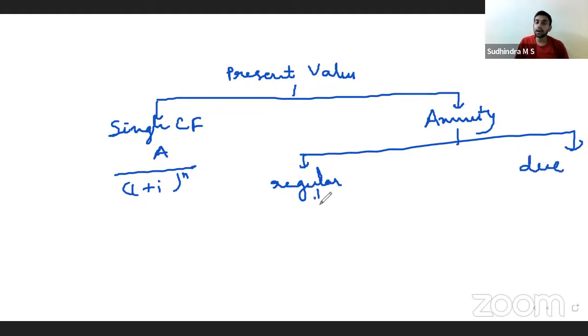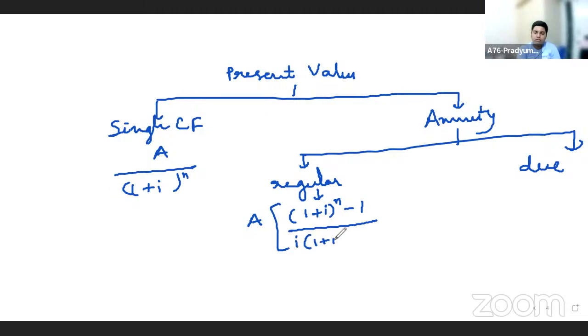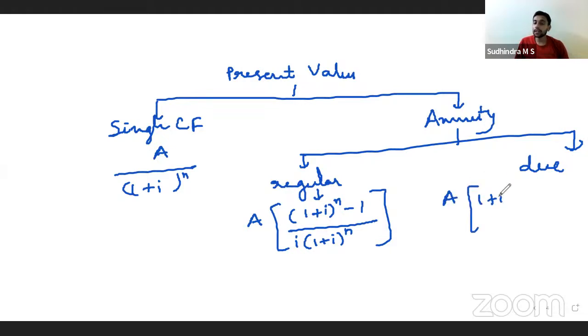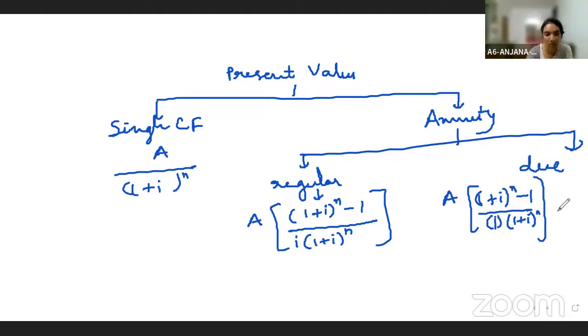What is annuity regular? How do we calculate annuity regular? A into (1 plus i to the power of n minus 1) divided by i into (1 plus i to the power of n). Correct? This is how we calculate in case of present value of annuity regular. Present value of annuity due, A into (1 plus i to the power of n minus 1) divided by i into (1 plus i to the power of n) plus the first installment, the initial installment.